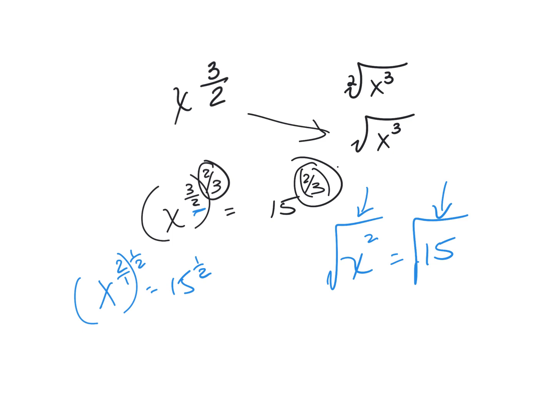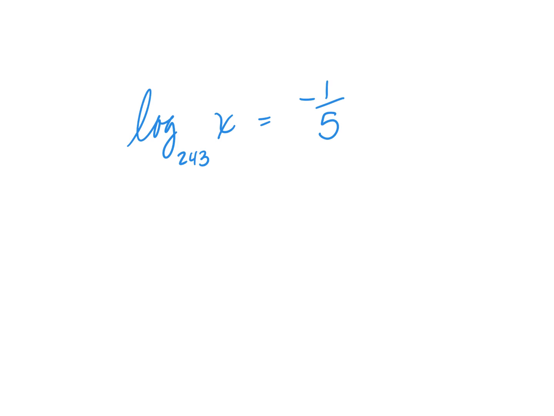Okay? When you have complicated fractions, it's easier to deal with the exponent in fraction form than in radical form, because it's easier to see how to get rid of it. Okay? The square root undoes the square, so x equals the square root of 15. The x is here.